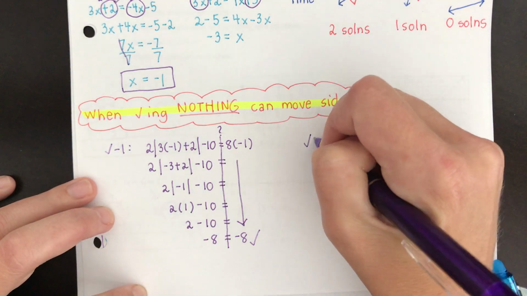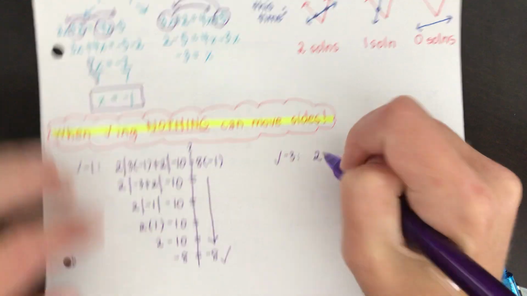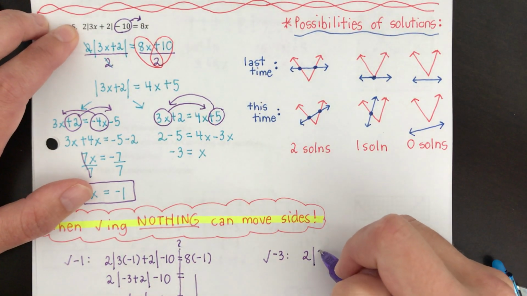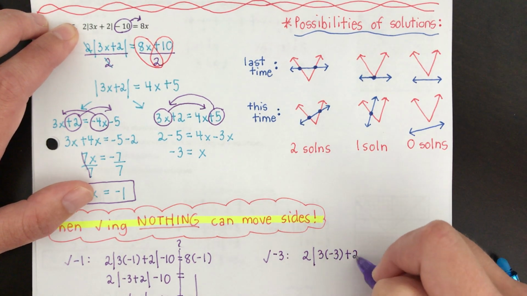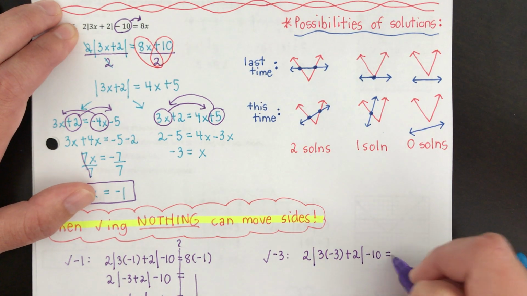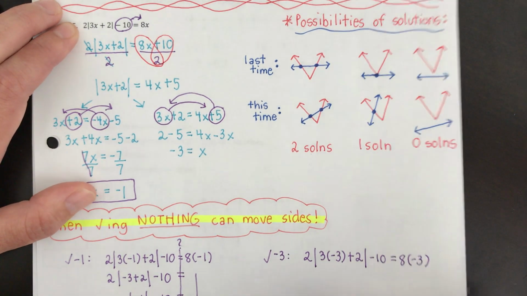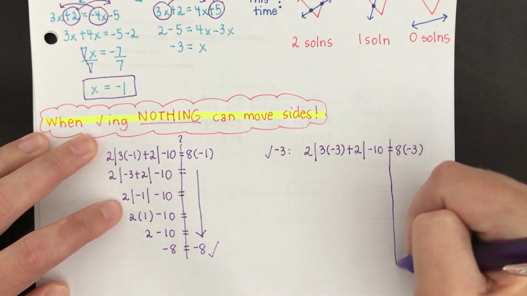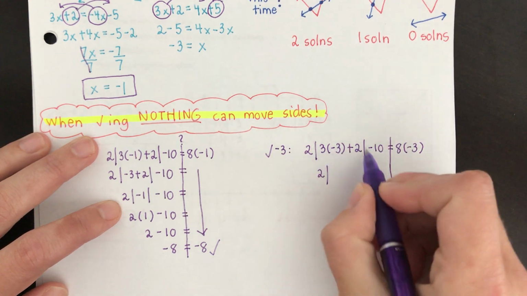So now let's check negative 3. Let me show you. Plug into the original problem, 2 times the absolute value of 3, where I see x, negative 3 plus 2, minus 10 equals 8, where I see x, negative 3. So now I'm checking negative 3 for a solution. Again, nothing can switch sides and I can't distribute in. I just need to figure out what this value is in here.